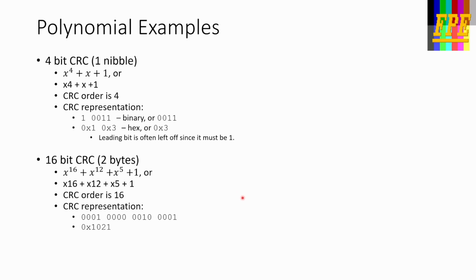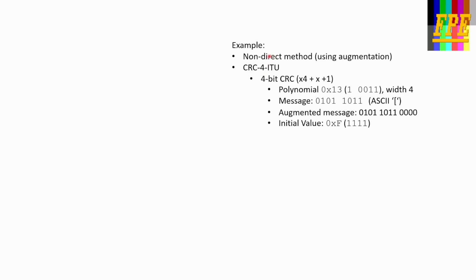So here I was going to do an example of what's called a non-direct method, which means it's using augmentation, which I'll explain. Specifically, this is CRC4 ITU. The polynomial is the same one as before, 0x3, or 0x13 if you're including that leading 1 bit. And the message we're going to use, just as an example, is the ASCII left square bracket character, or 01011011 in binary.